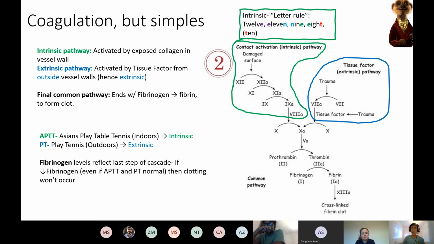Fibrinogen levels reflect the last step of the cascade. So if you've got low fibrinogen, even if your APTT and your PT are normal, you're not going to be able to form this fibrin clot. That's a really important step, and we need to measure that to see whether we need to supplement fibrinogen if it's low in patients.